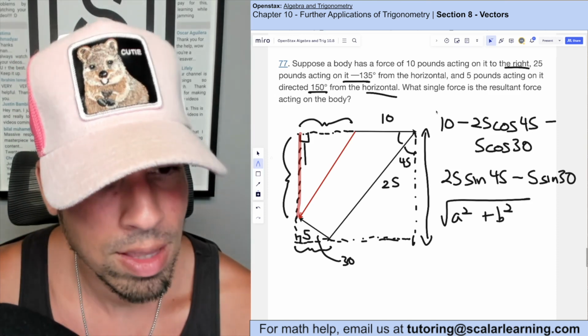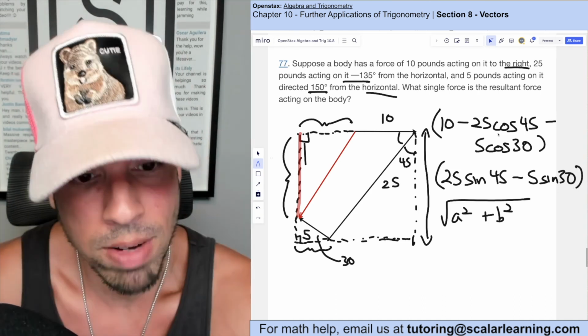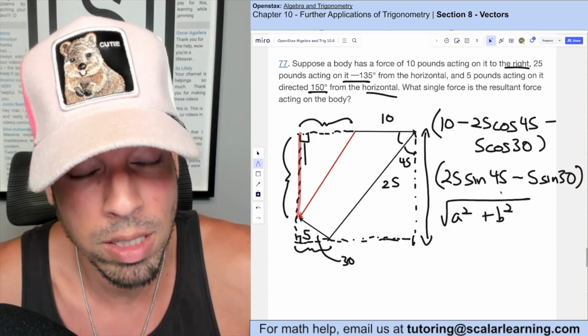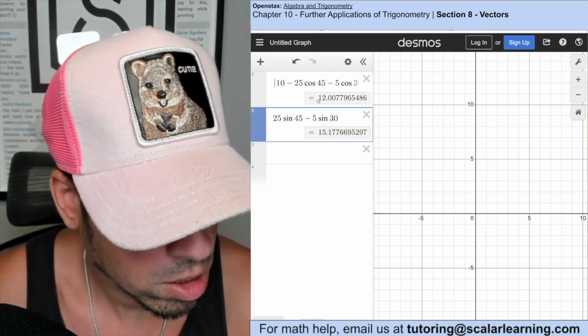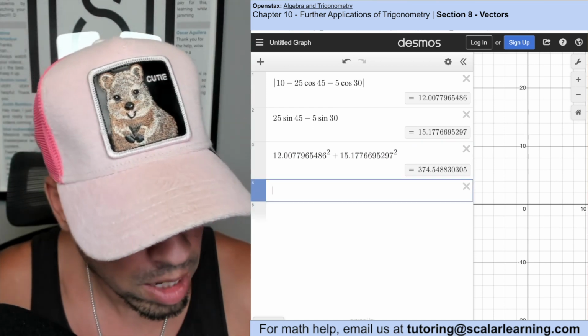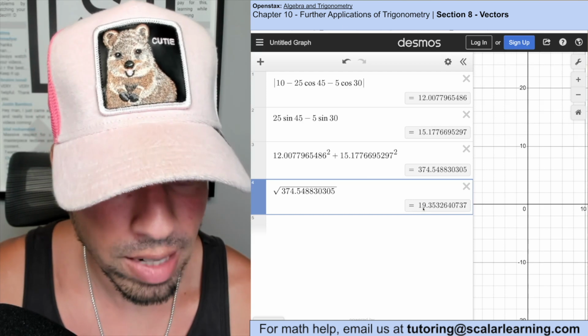So, you know, this is my a squared value. This is my b squared, or a value and b value. And I have to square them, add them together, take the square root. Let's do that in Desmos now. So here are the two lengths, 12 and 15 approximately. Now we're going to square each and add them together and then take the square root. And rounded to the nearest hundredth, we get a magnitude of 19.35.